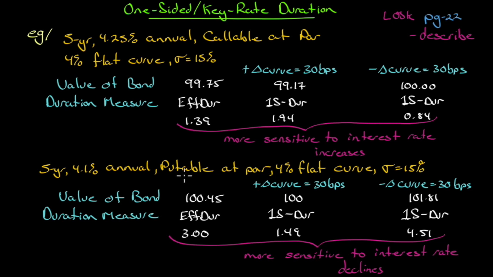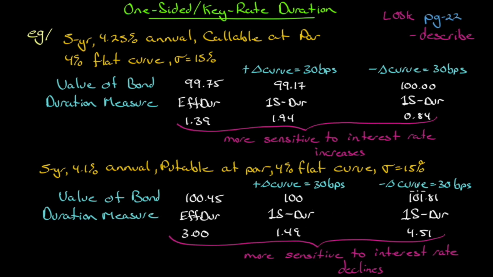If we look at a puttable bond, 4.1% annual bond, puttable at par, 4% flat curve, volatility 15%. We're going to increase the curve by 30 and decrease it by 30. So if we go from 4.1 to 4.4%, what happens to the price of the bond? Well, the price of the bond would decrease, right? But look what happens. It stops at 100. Why? Because it can always be put back for 100. So why would you sell in the market something for 99 and change when you could easily put it back, right? So the appropriate measure in this situation is a one-sided duration measure, 1.49.